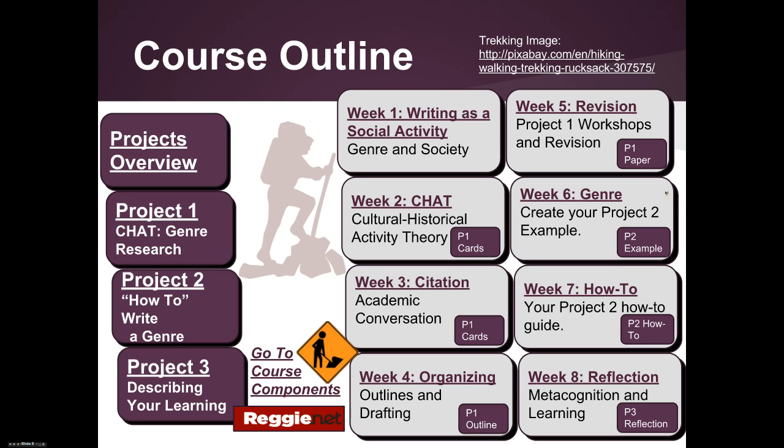Now, the week 6 and 7, we're going to be looking at Project 2, and for Project 2, you'll be creating a genre. So the writing research that you do for Project 1 will help you create the genre that you're doing for Project 2. And then week 8, we're going to be wrapping up the course by reflecting on what we've learned, reflecting on how your thoughts on writing have changed over the course of the semester, over the course of the summer.